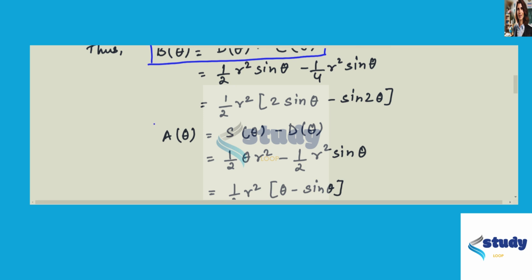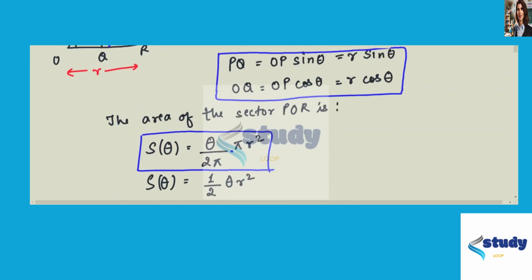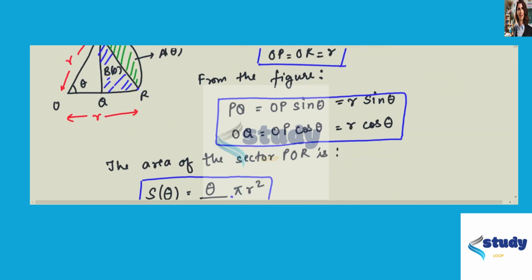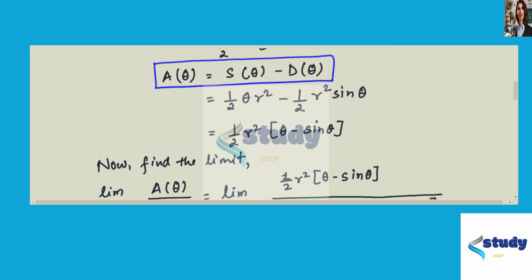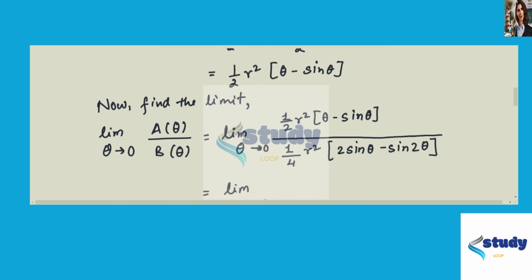Now for a theta, what will we subtract? We will just take the whole area of the sector, right? And we will just subtract the area of this whole triangle, that is POR. This is very simple. So this will give us half theta r square minus half r square sin theta, that is half r square into theta minus sin theta, right? So we will find the limit here.